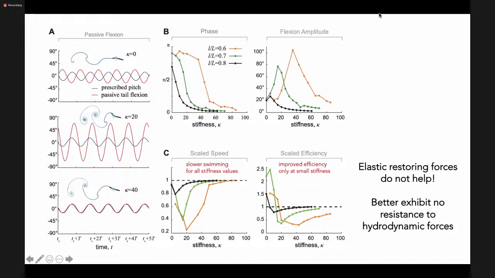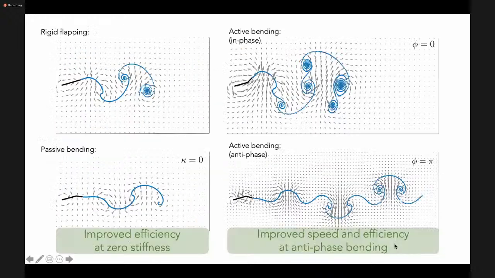But what's more interesting here is that elastic restoring forces do not help. When you have a moderate stiffness, it doesn't help. You get most of the benefit when the stiffness is nearly zero. So what that means is that the compliance of the body needs to be as close to complete compliance as possible. No restoring force, no elastic resistance to hydrodynamic forces is most beneficial for efficiency.